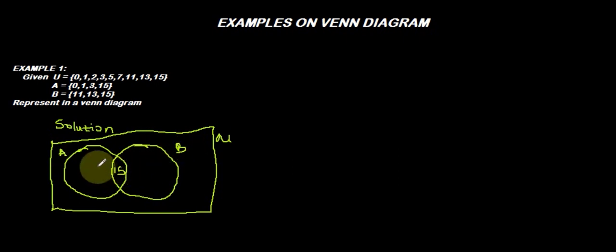For set A, we have 0, 1 and 3 because 15 is already here, so no need of writing the 15. Just write 0, 1, 3. Note, you don't have to put your comma when you are illustrating using a Venn diagram. You don't have to put the comma sign. Now we move to set B. We have 11 and 13. You can write the numbers anywhere you want to write them.